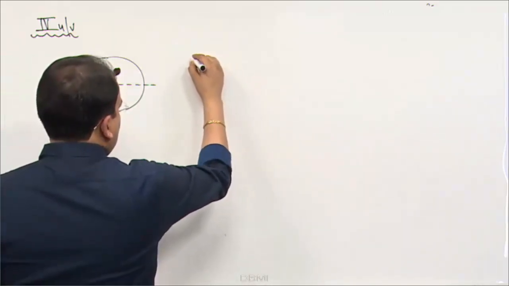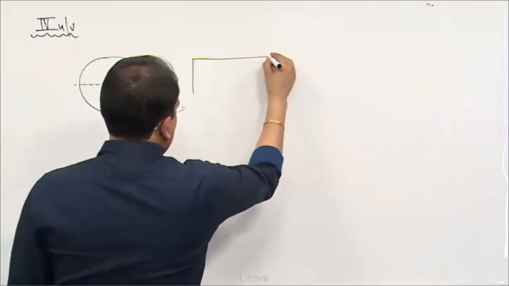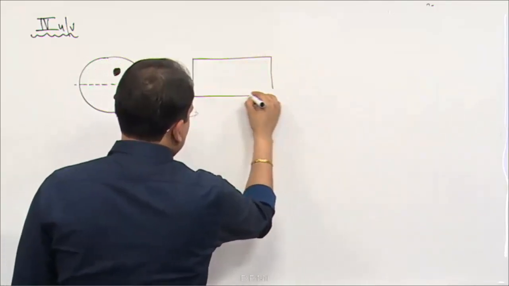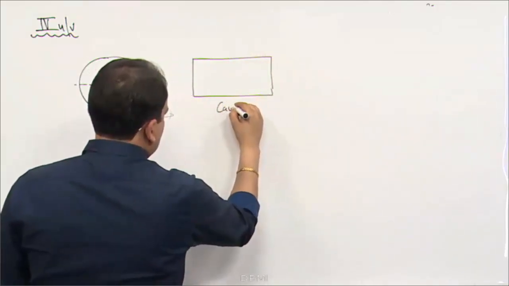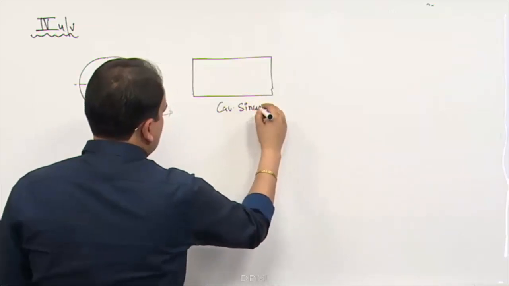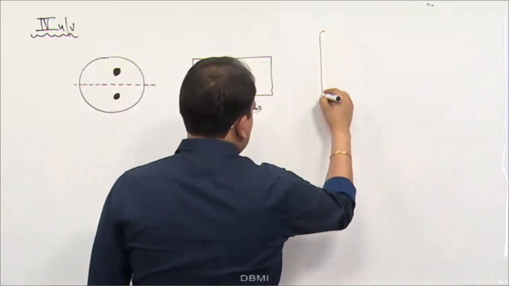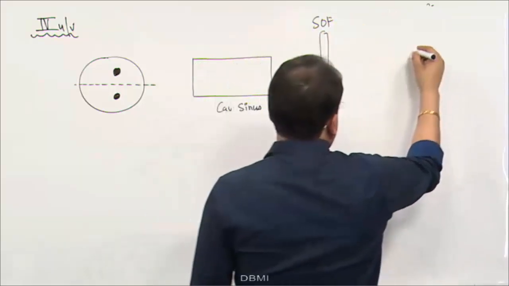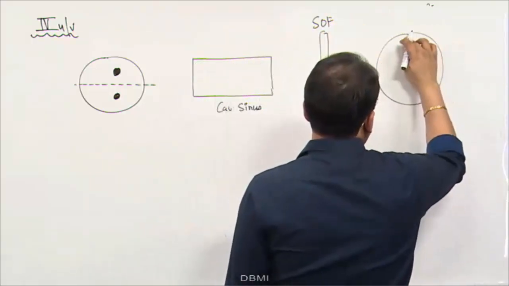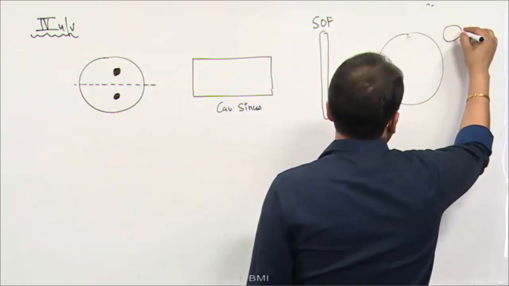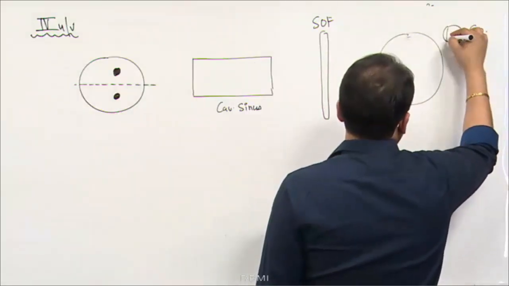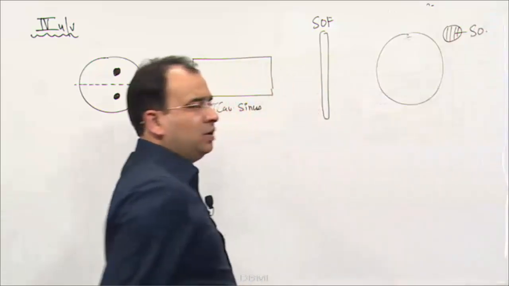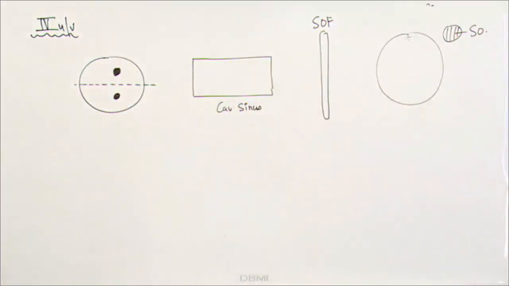There we have the cavernous sinus. This is the superior orbital fissure once again, and this time the only muscle to be supplied is superior oblique. SO4, the only muscle to be supplied is superior oblique.